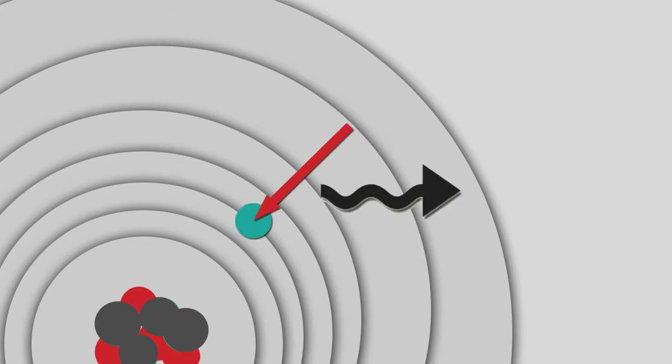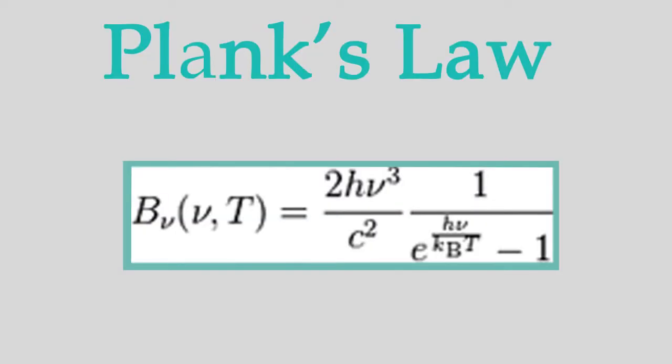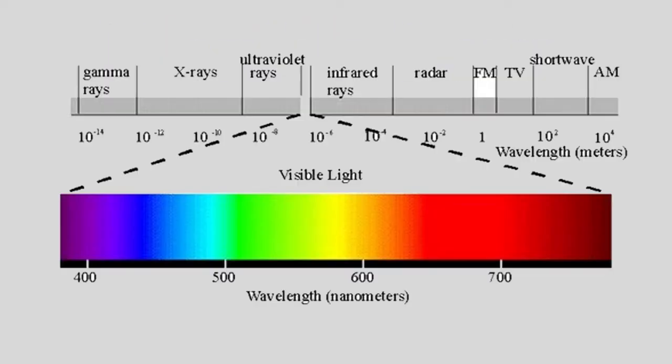The energy of this photon is calculated using Planck's law. The wavelength of this photon is what decides the type and color of light. Light can be visible or invisible, such as infrared. On the light spectrum, you can see the direct correlation between wavelength and light color.